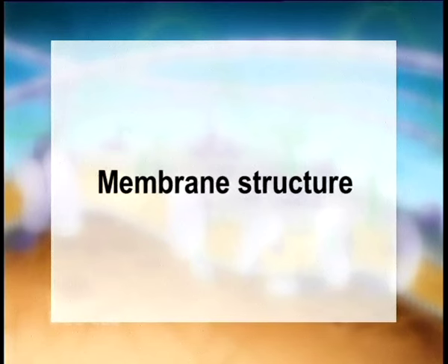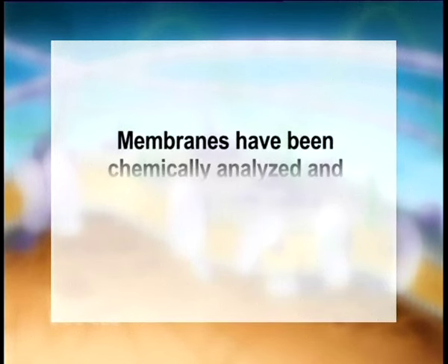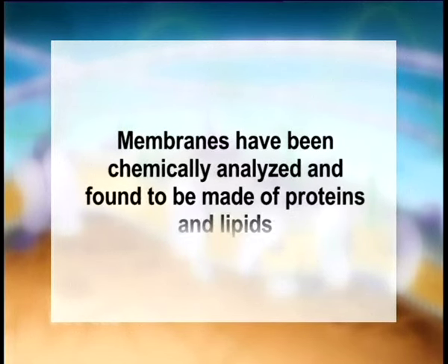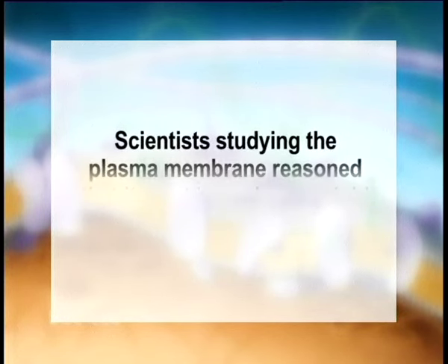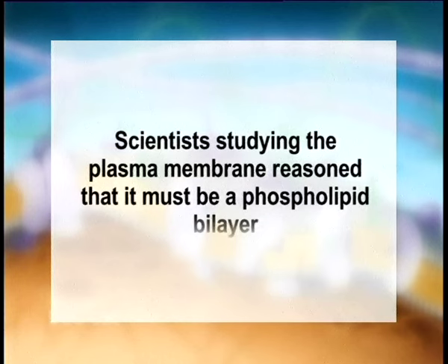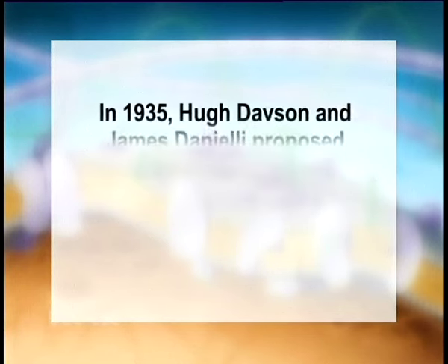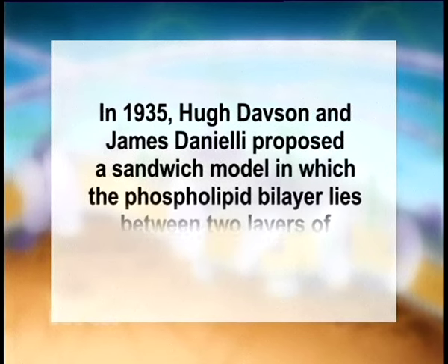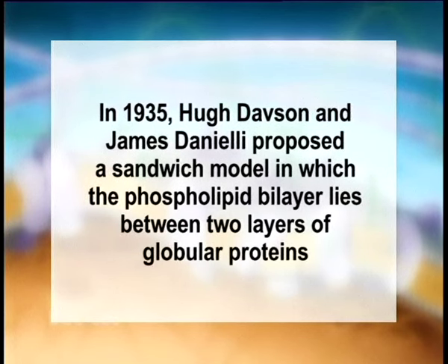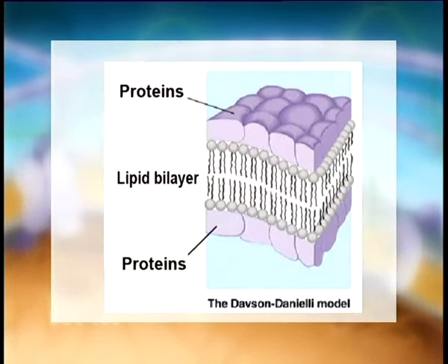Now we come to the second section of the plasma membrane, that is the membrane structure. Membranes have been chemically analyzed and found to be made up of proteins and lipids. Scientists studying the plasma membrane have reasoned that it must be a phospholipid bilayer. In 1935, Daniel and Dyson proposed the sandwich model for plasma membrane, in which the phospholipid layer lies between the 2 layers of globular proteins.